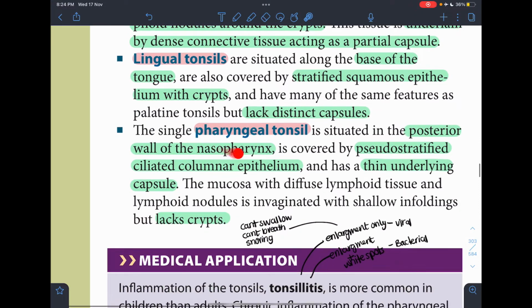The single pharyngeal tonsil is situated in the posterior wall of the nasopharynx, and it's covered by pseudostratified ciliated columnar epithelium and has a thin underlying capsule. The mucosa with diffuse lymphoid tissue and lymphoid nodules is invaginated with shallow enfoldings but lacks crypts. So the pharyngeal tonsils have no crypts.